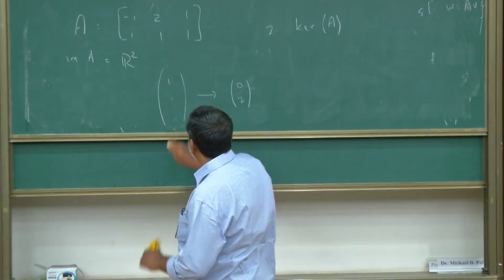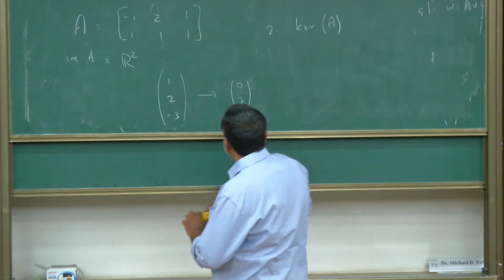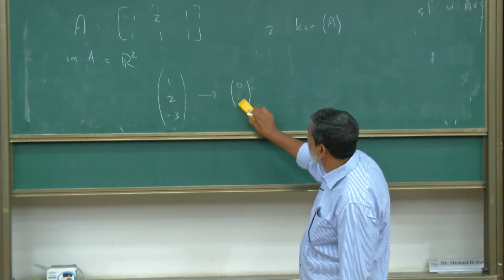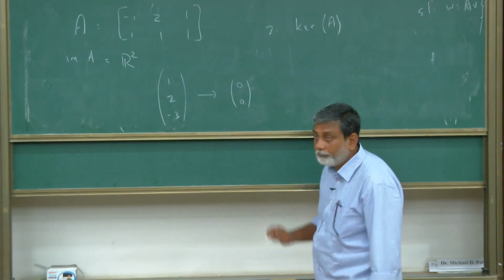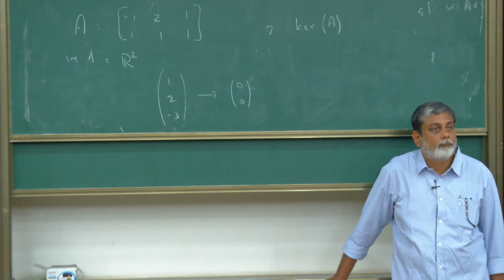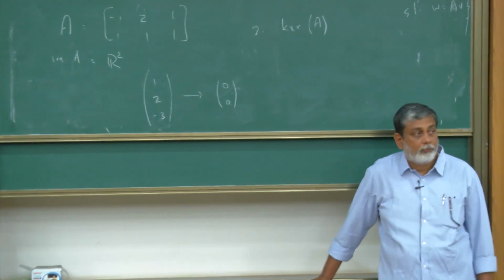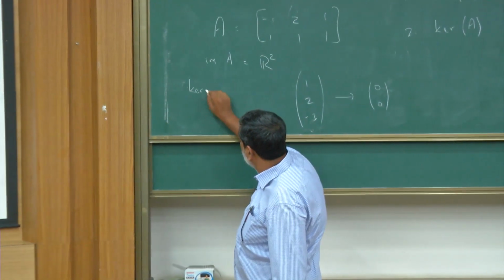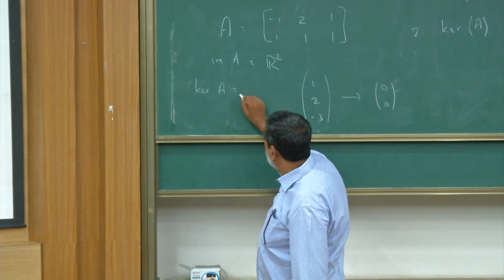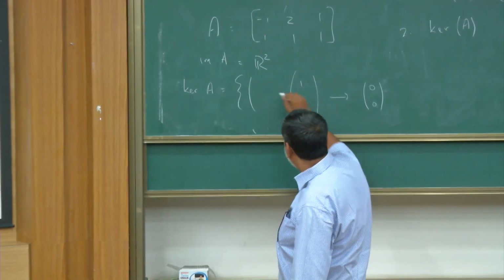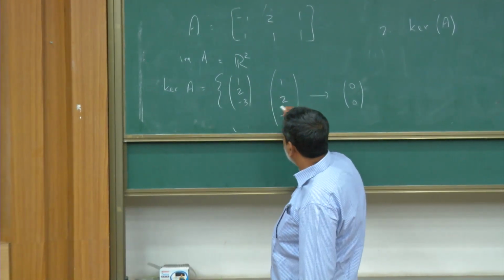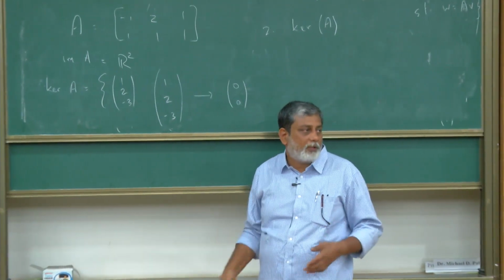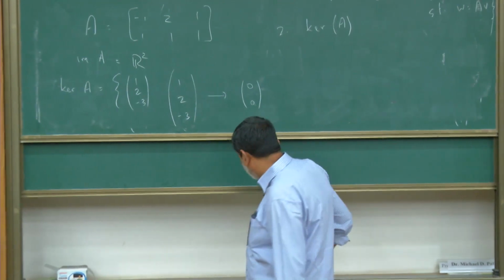1, 2, minus 3. If you have 1, 2, minus 3, that gives you 0, 0. So in this particular case, the kernel of A, in fact, turns out to be the span of this 1, 2, minus 3. Of course, if you now take linear multiples of 1, 2, minus 3, that will also go to 0.